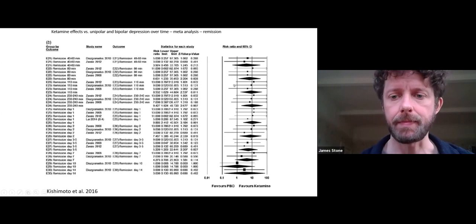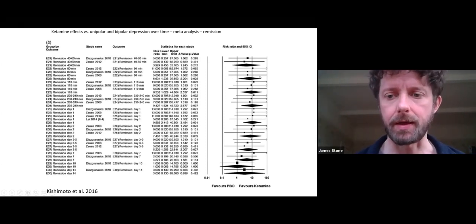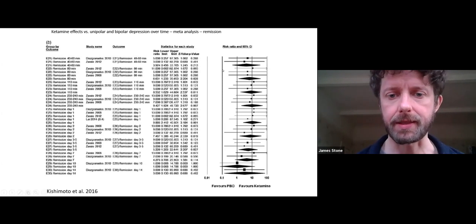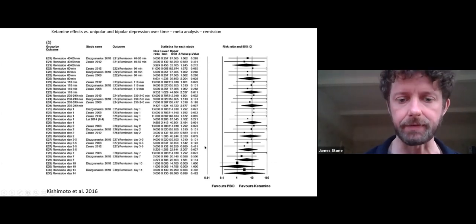Same meta-analysis, but looking at remission. So this is patients in whom, following the ketamine, they would be identified as not actually being depressed. There was a significant effect of ketamine on remission at 80 minutes that was maintained out to day 3 to 5.